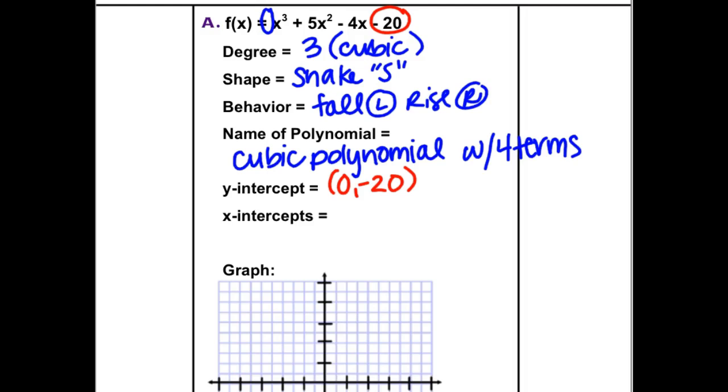Then we have x-intercepts. Here we have to factor. So when we have to factor, we have 4 terms. That brings us back to our factoring unit in Unit 6. We are going to factor by grouping.